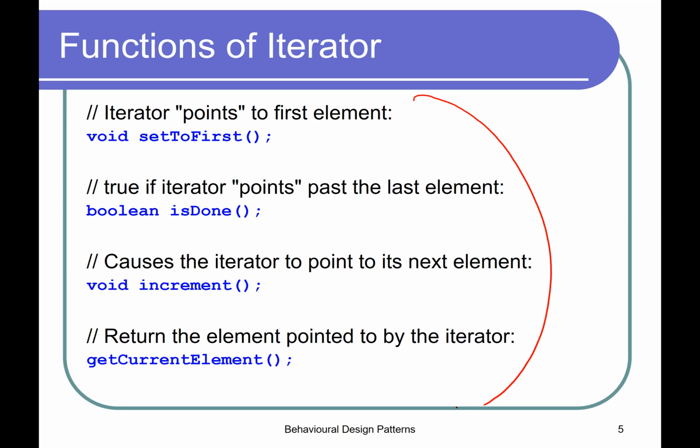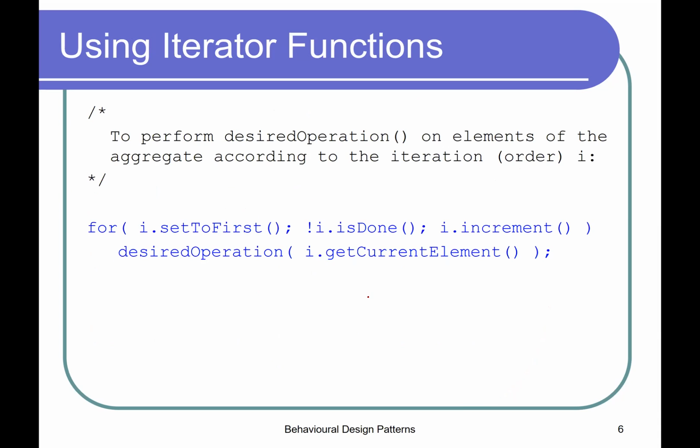So the for loop, instead of saying I equals 0, is going to say set to first. When it says while I is smaller than array.length, it's actually saying is done. The I++ is the increment. And inside the for loop, when it wants to use what the I index is referring to, it uses the function get current element, and then you get the object and do whatever you want with that object.